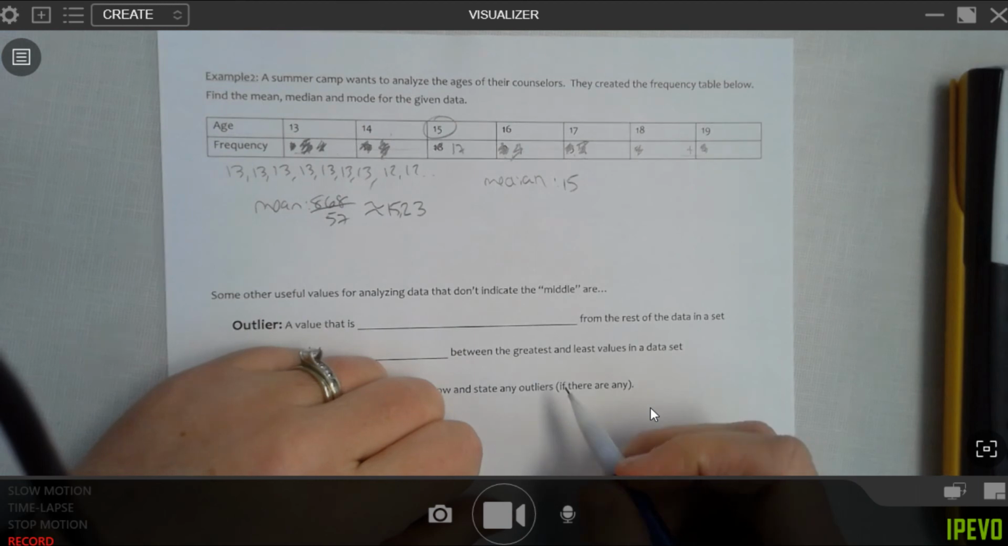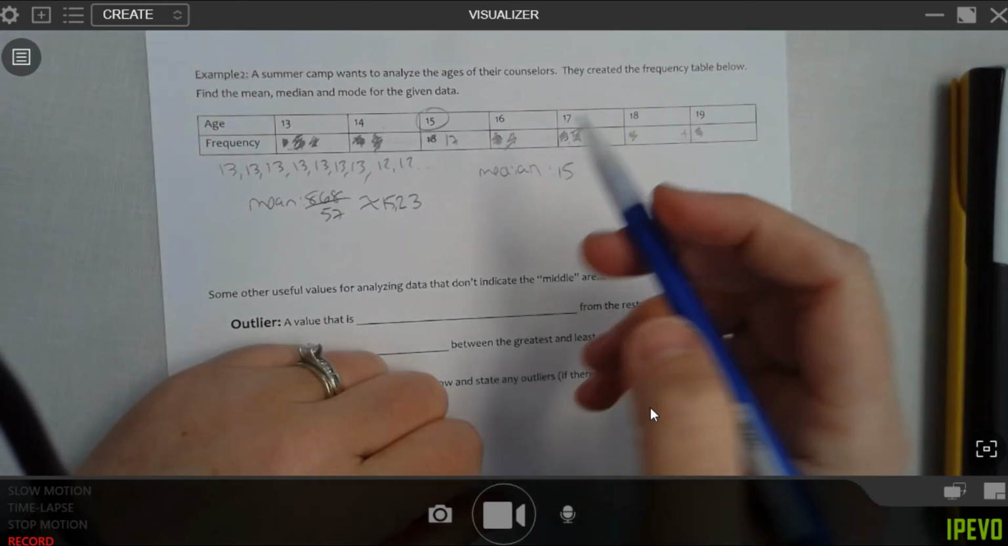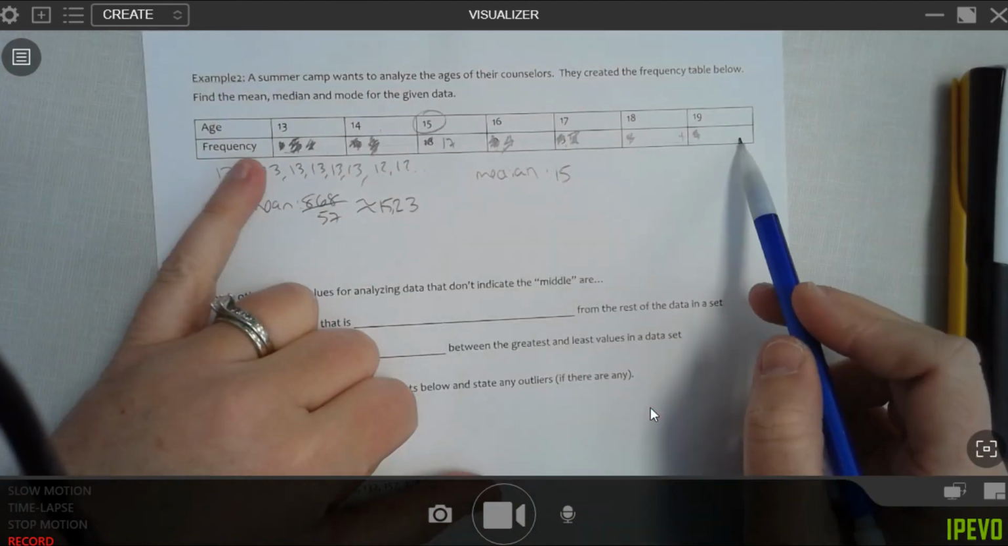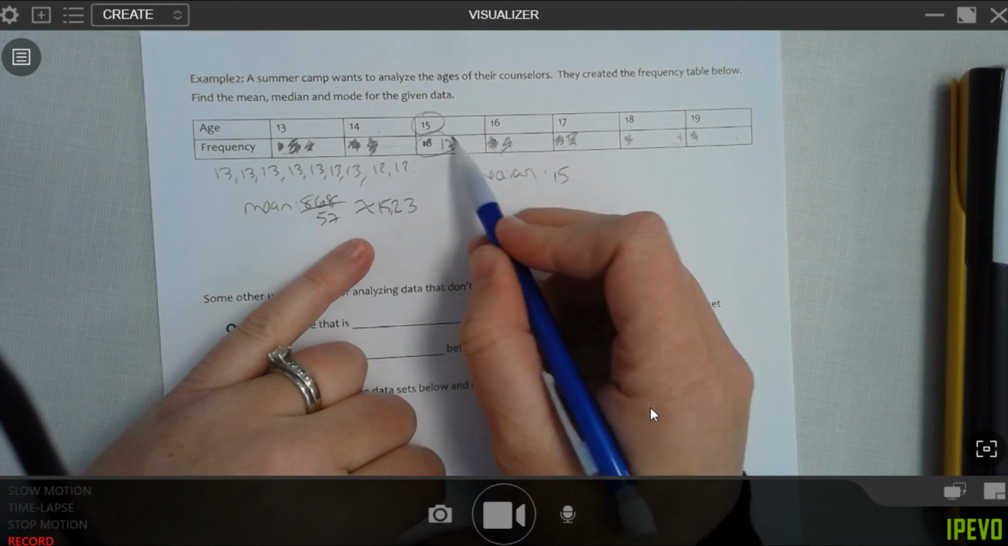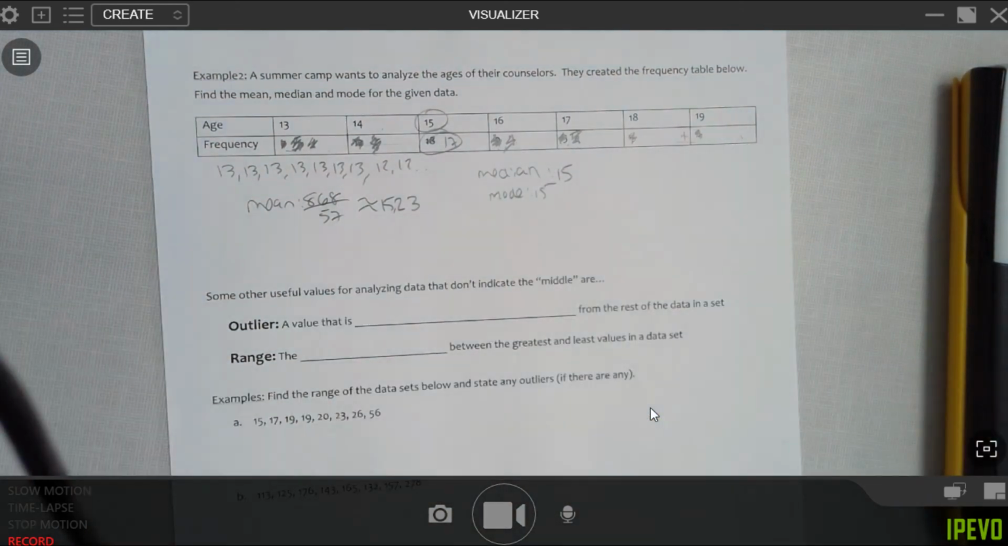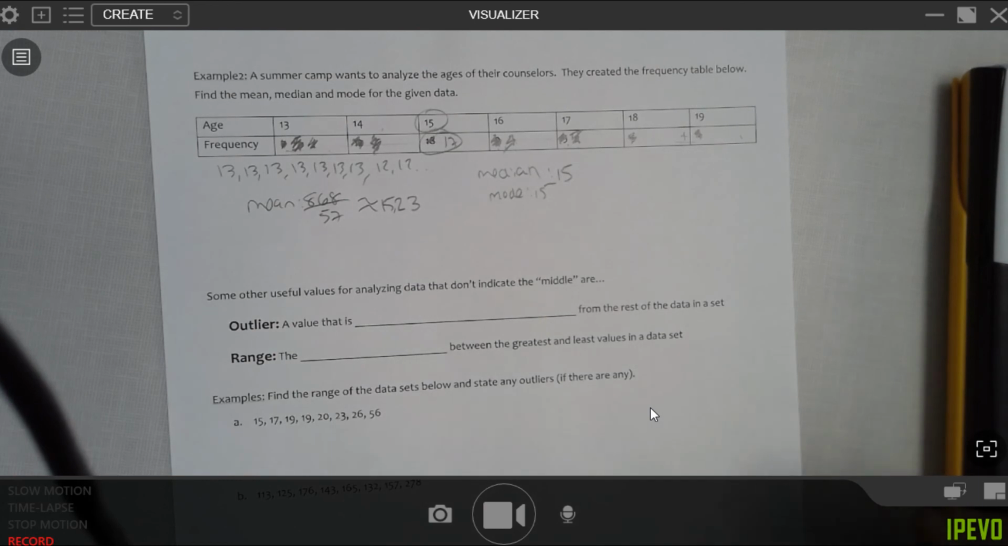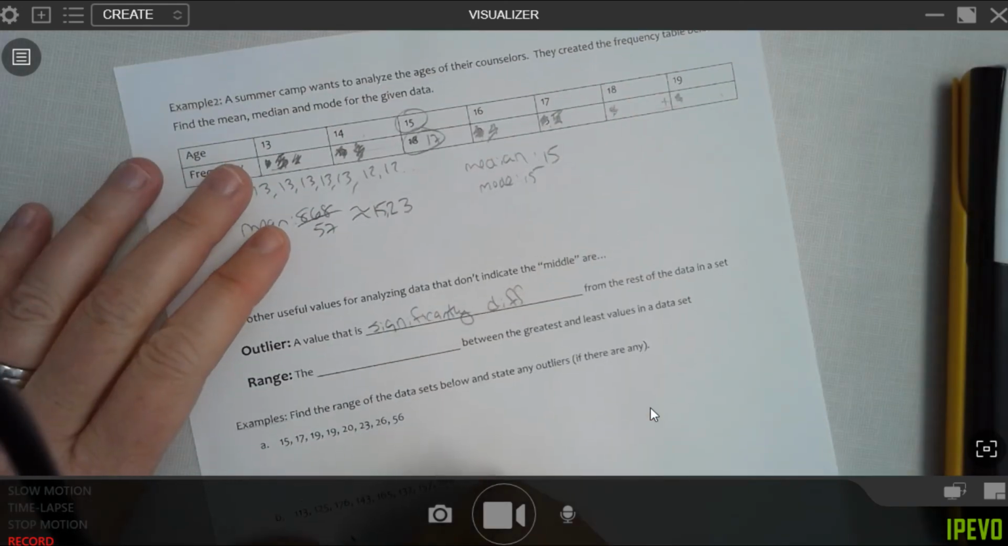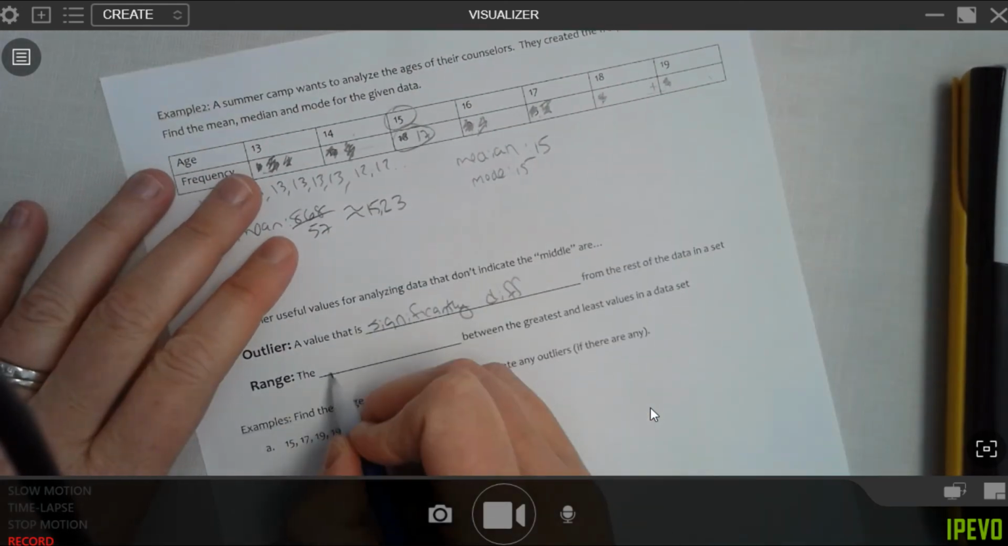Your mode is just which one happens the most often or the most. So if you go down here and looked at the numbers before I crossed off all of them, 18 was right there. So your mode was also 15. Some other useful things to indicate for analyzing data, but it doesn't indicate the middle. We have an outlier. So this is when it is significantly different from the rest of the data set.